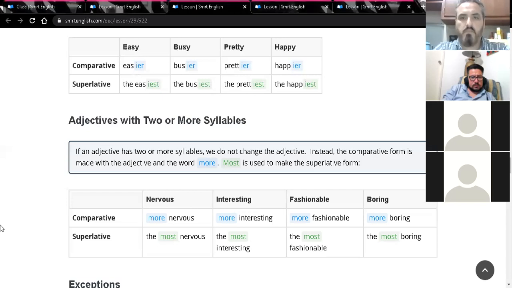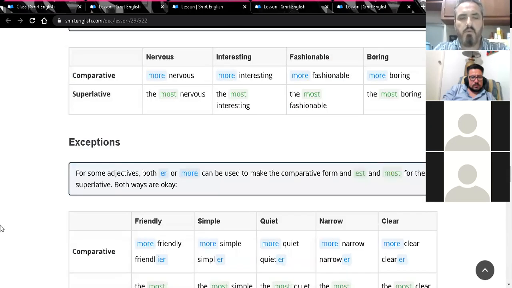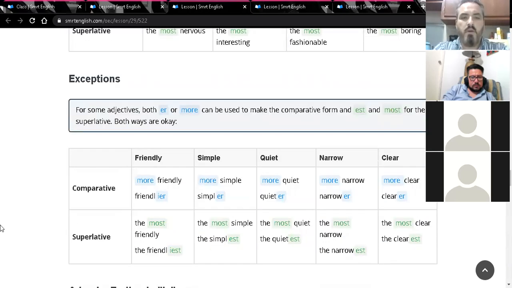And well, at the end, this is just how English is. We need to learn that there are exceptions. We can make it general. Exceptions: for some adjectives, both ER or more can be used. As in the example I gave you of simple, it also works with friendly. I can say more friendly or friendlier. I can say the most friendly or the friendliest.